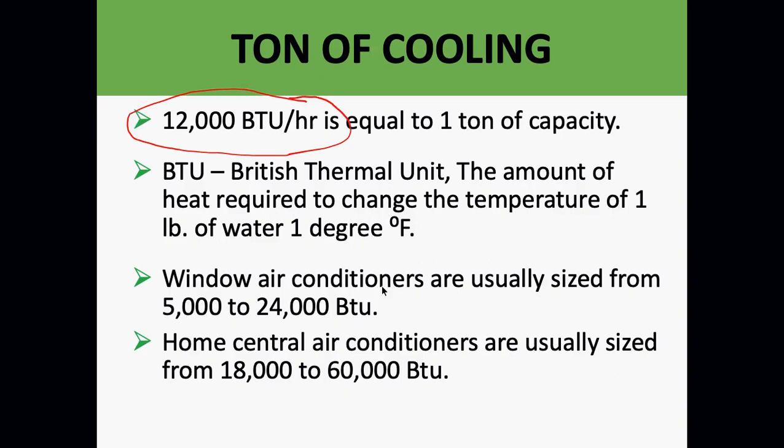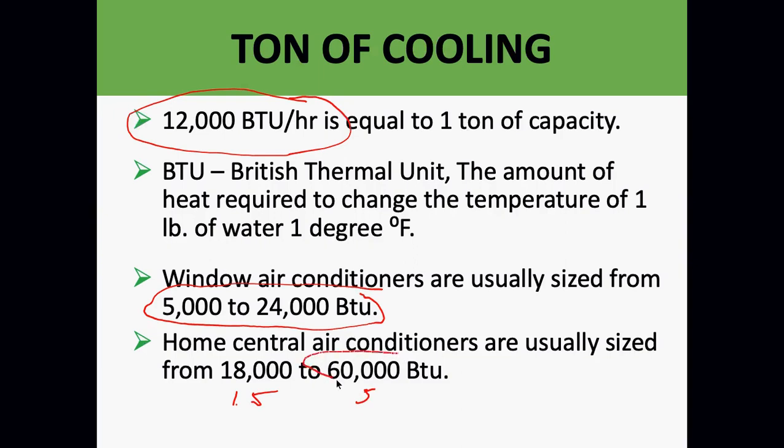Window air conditioners are usually sized between 5,000 to 24,000 BTUs. So basically, from a little bit under half a ton up to 2 tons is a window air conditioner. Home air conditioners, okay, we go from 1.5 ton to 5 tons.